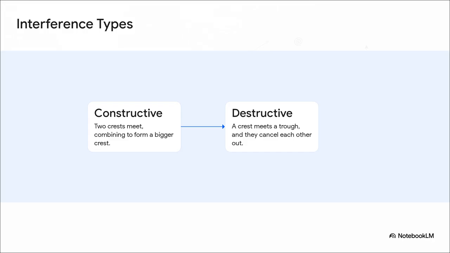This is when the peak of one wave lines up perfectly with the peak of another. They add up, and boom, you get one giant wave. But what if a peak meets a trough? Well, if they're the same size, they completely cancel each other out. For just a moment, there's nothing there. And that's called destructive interference.